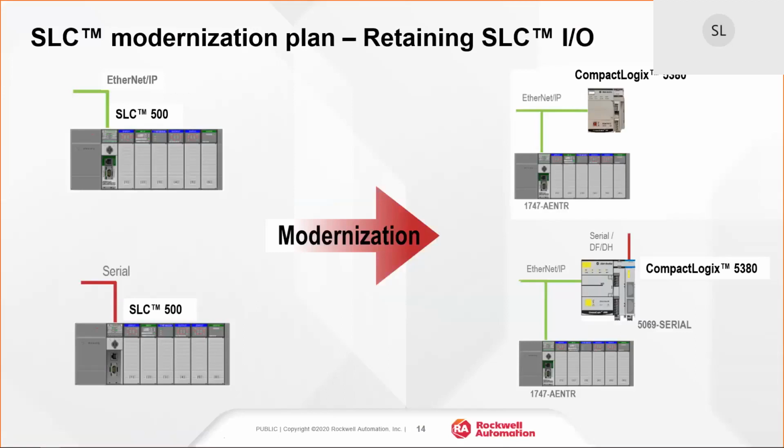Migrating SLCs into CompactLogix could be done. Same thing applies to the PLC5. It can be done in phases. It doesn't have to be all at once. So you can perhaps retain the IO, as shown here on the right, and then just change the controller. One of the reasons for that would be because you need more EtherNet/IP connectivity that the SLC was limited in. You need to control some distributed IO, some VFDs, things like that. So that would be the perfect way to do it. Later on, you can remove the IO and do it in phases.